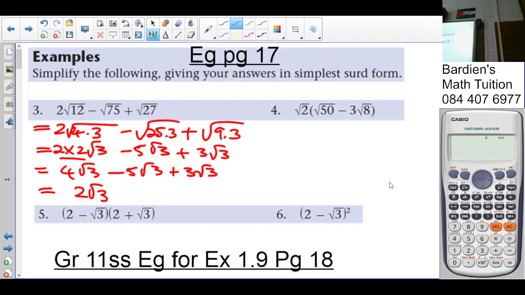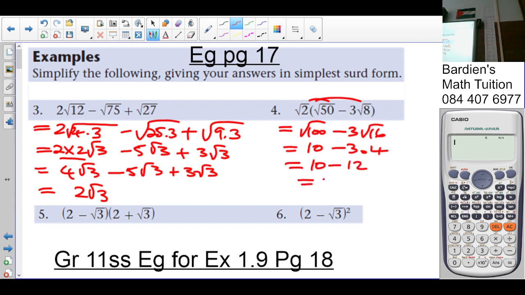Let's look at number 4. I can either multiply the root 2 in, or we can change to simplified surd form first. If we multiply it in, it's root 2 times root 50, which is root 100, minus 3 times root 2 times root 8, which is root 16. The square root of 100 is 10, minus 3 times the root of 16, which is 4. So it's 10 minus 12, which is negative 2.